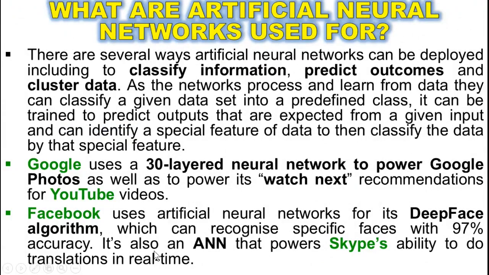There are several ways artificial neural networks can be deployed, including to classify information, predict outcomes, and cluster data. As the networks process and learn from data, they can classify a given data set into a predefined class. It can be trained to predict outputs that are expected from a given input and can identify a special feature of data to then classify the data by that special feature.